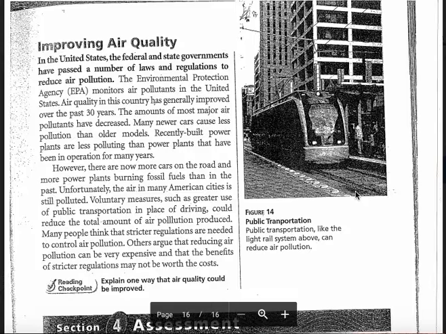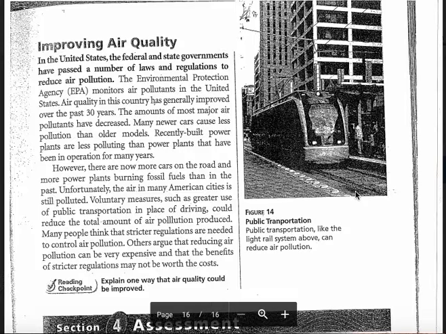Improving air quality. In the United States, the federal and state governments have passed a number of laws and regulations to reduce air pollution. The Environmental Protection Agency, EPA, which you hear a lot in the news, means the Environmental Protection Agency. They monitor air pollutants in the United States. Air quality in this country has generally improved over the past 30 years. The amounts of most major air pollutants have decreased.